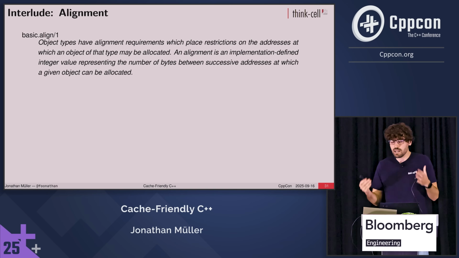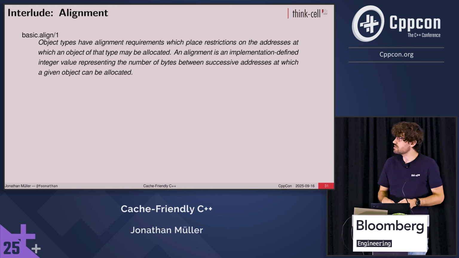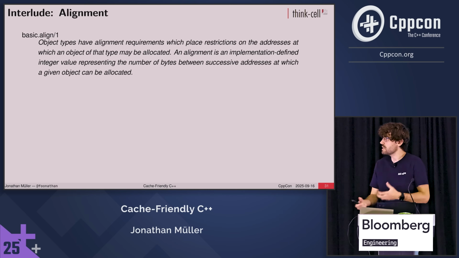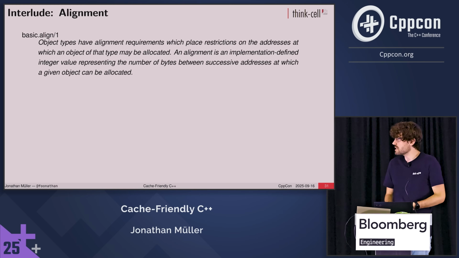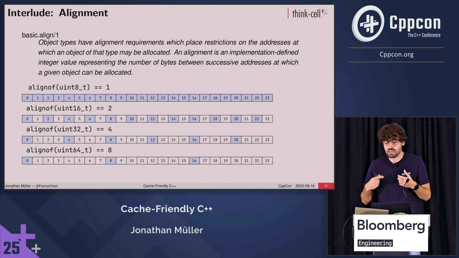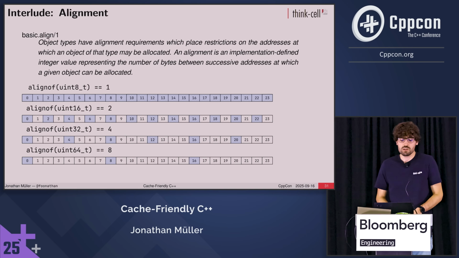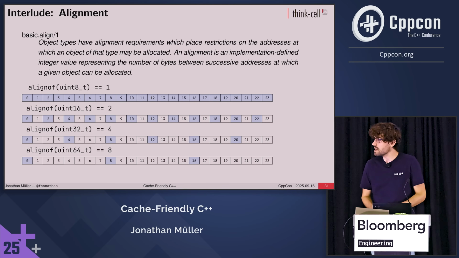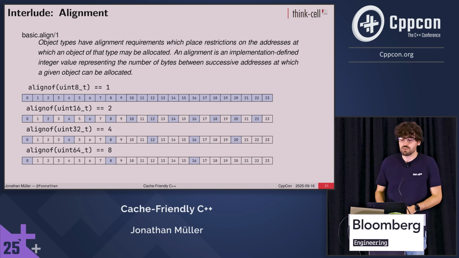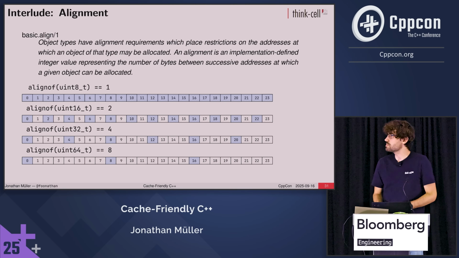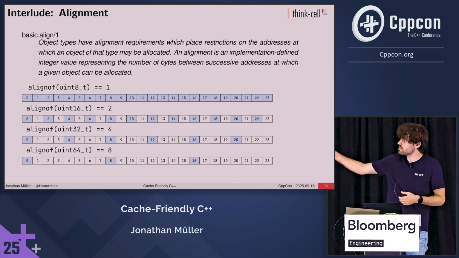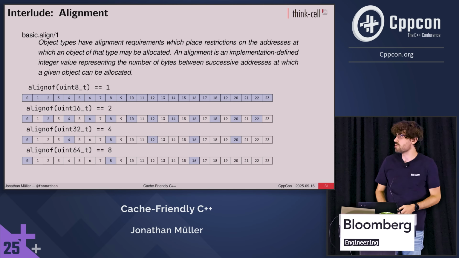So the alignment is simply a requirement on types, and it places restrictions on the address where they can be located. In particular, the address has to be a multiple of the alignment. So if you have a 1-byte aligned object, like our uint8_t, it can be put anywhere in memory. But if you have a 2 or 4 or 8-byte aligned object, it only has to live at addresses that are multiples of 2, 4, and 8.